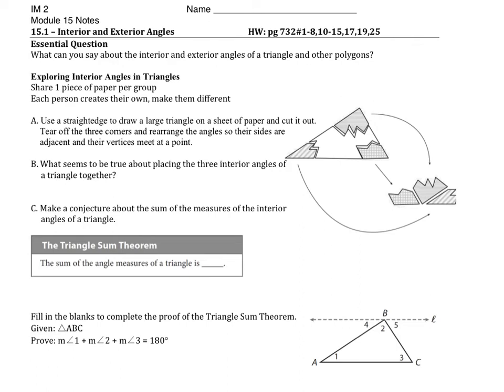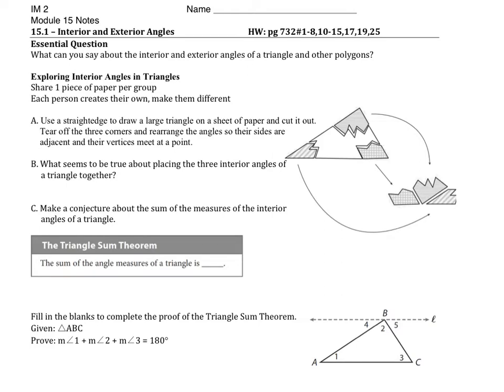All right, so looking at 15.1, moving into triangles and some specific definitions and theorems within triangles, but still dealing with angles. We'll continue some of our stuff from module 14 with angles and using those with parallel lines as well. So our essential question here is, what can you say about the interior and exterior angles of a triangle and other polygons?